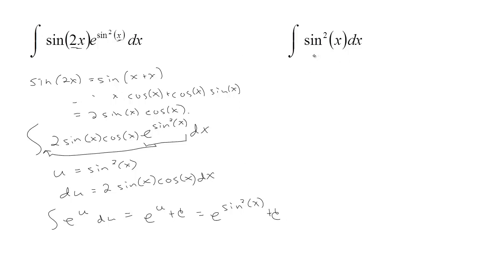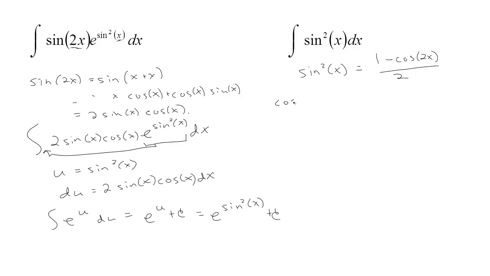This problem is pretty common. You need to find the antiderivative of sine squared of something, but it's really hard unless you remember this identity, that the sine squared of x is equal to 1 minus the cosine of 2x all over 2.